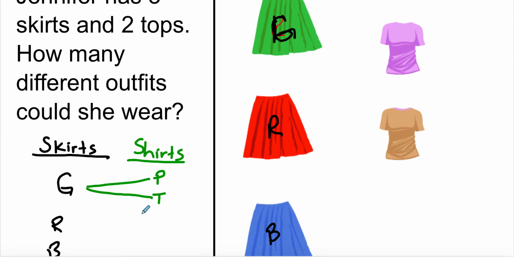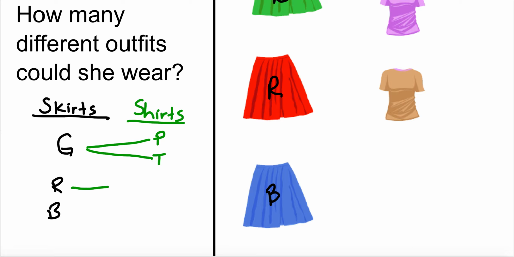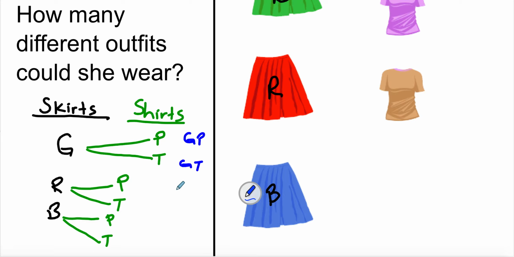Those are my options. If I picked the red skirt, I can still pick between the purple and the tan shirt. And if I had the blue skirt, I can still pick between the purple and the tan shirt. So the possible outcomes that I have at the end are green with purple, green with tan, red with purple, red with tan, blue with purple, and blue with tan.